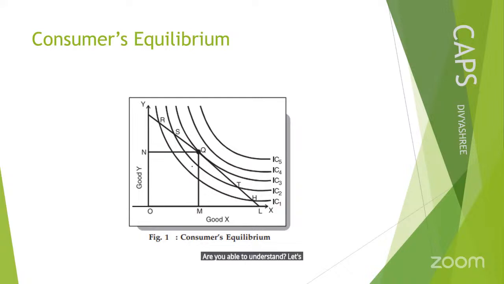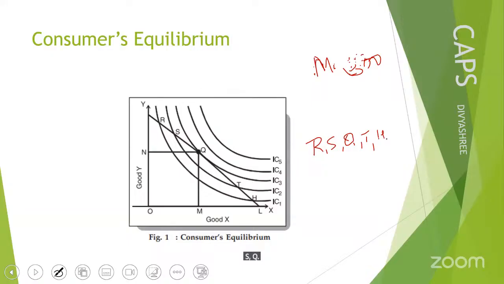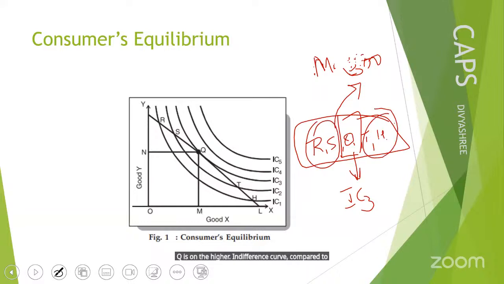Let's say 500 rupees, okay? R, S, Q, T, H are all on the same budget line. Let's say that M is equal to 500. What does that mean? It means that any combination among R, S, Q, T, H would cost 500 rupees. But Q is on a higher indifference curve compared to the others, right? So we will not select R, S, T or H. We will go for Q.